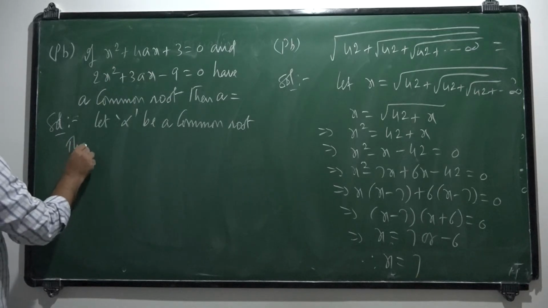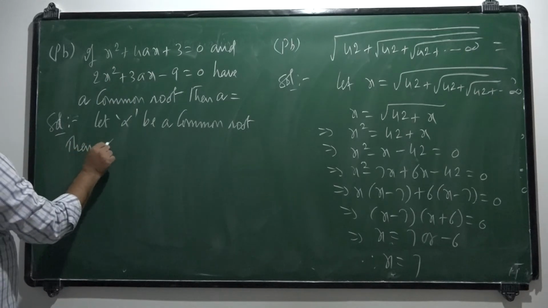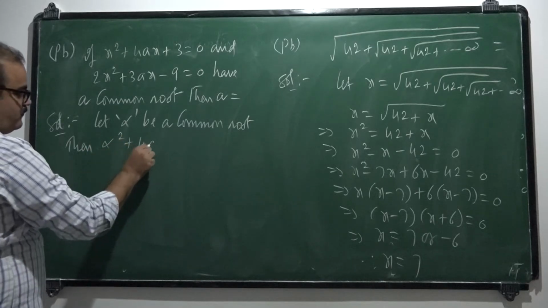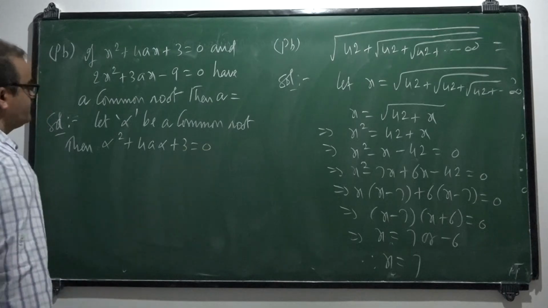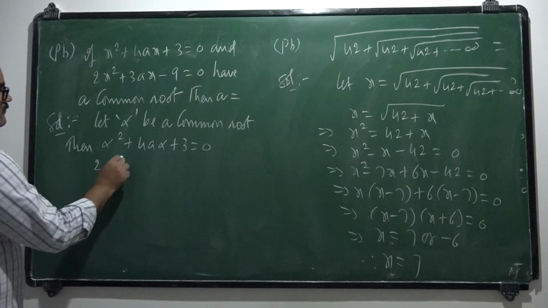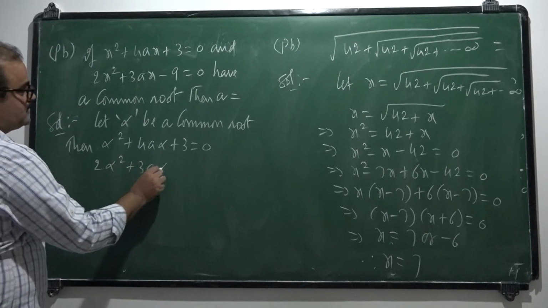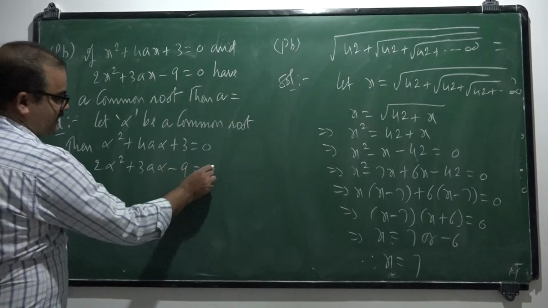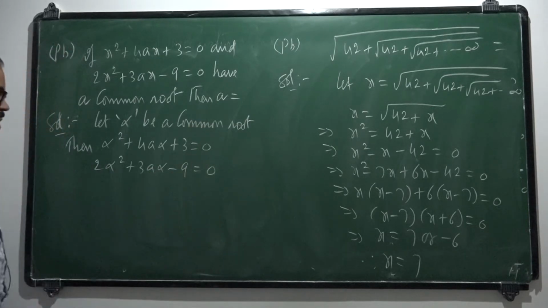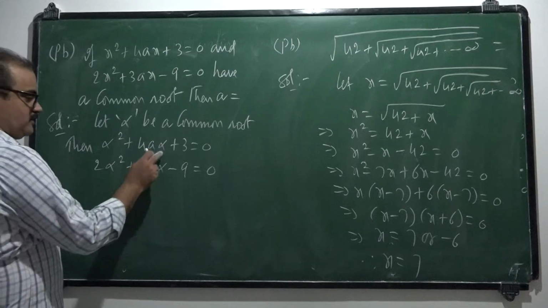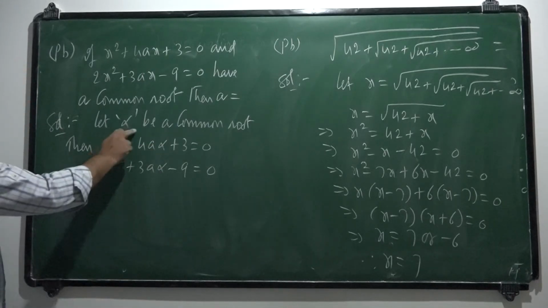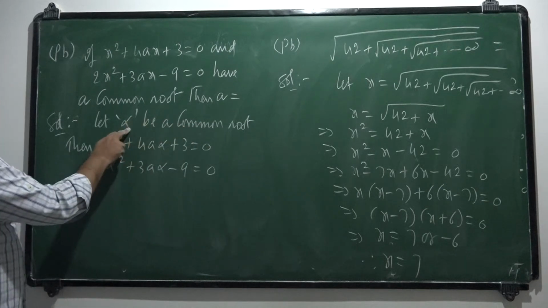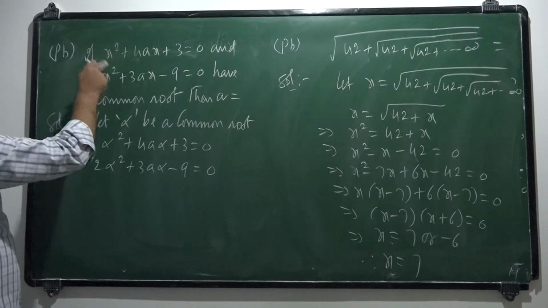Then alpha square plus 4a alpha plus 3 is equal to 0. 2 alpha square plus 3a alpha minus 9 is equal to 0. From these two equations, find alpha value. Here alpha is a common root, so alpha satisfy both these two equations.